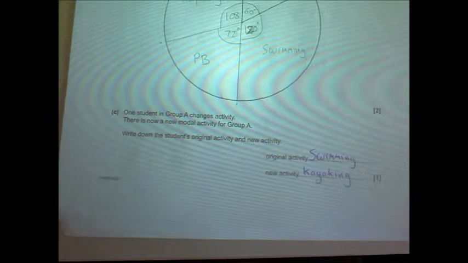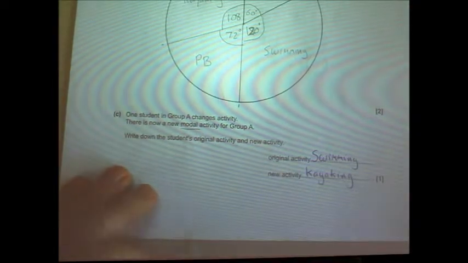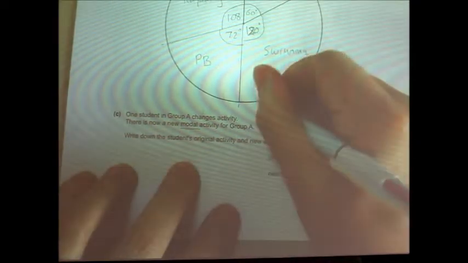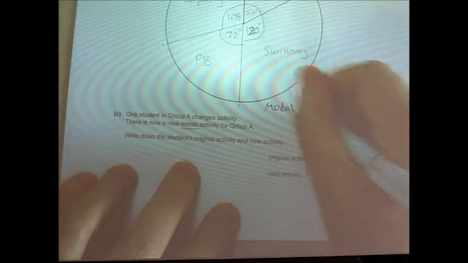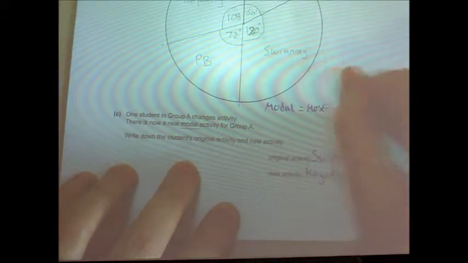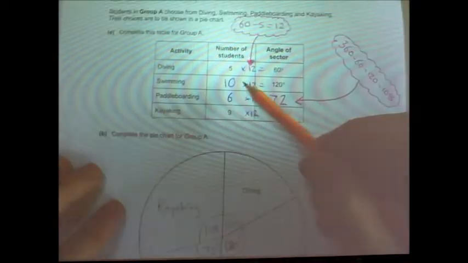Part C. One student in Group A changes activity. There is now a new modal activity for Group A. Right, modal is a type of average, and modal is the most common. So let me make a note of that. Modal equals most common. So at the moment, the most common activity is swimming, because 10 people do it.